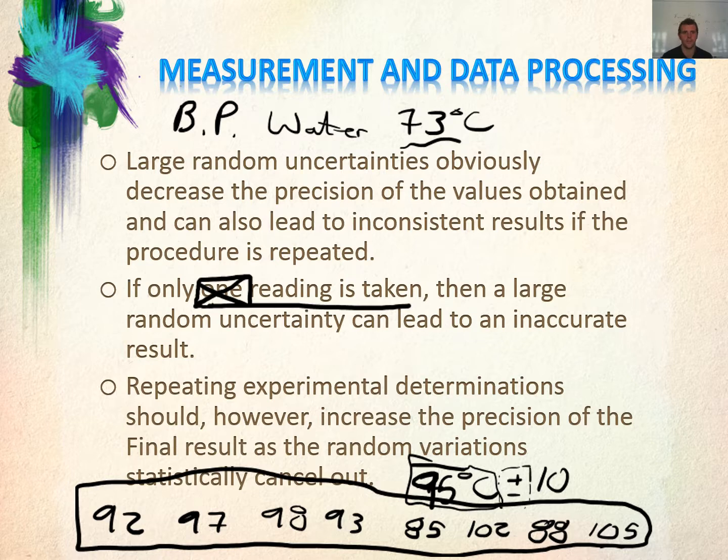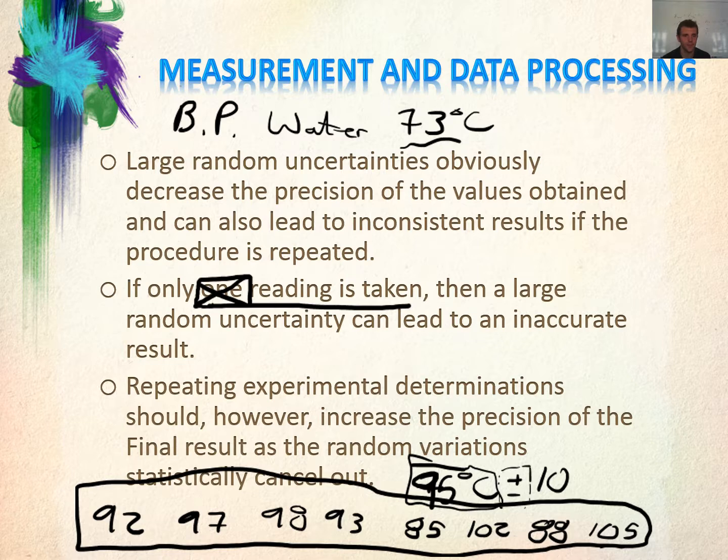Alright, so let's keep on going. Large random uncertainties obviously decrease precision of the values obtained and can lead to inconsistent results if the procedure is repeated. So basically, same idea as precision goes with random uncertainties. The more precise you are, the smaller your random uncertainties are. If only one reading is taken, and this is a really good lesson for science in general, then a large random uncertainty can lead to an inaccurate result.